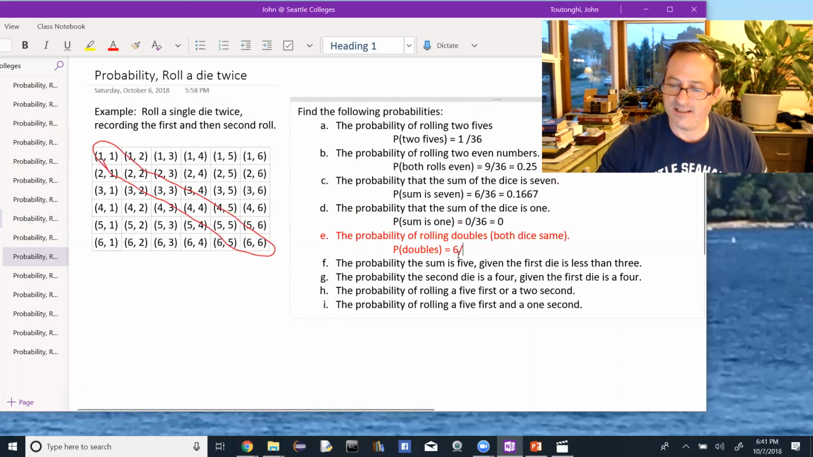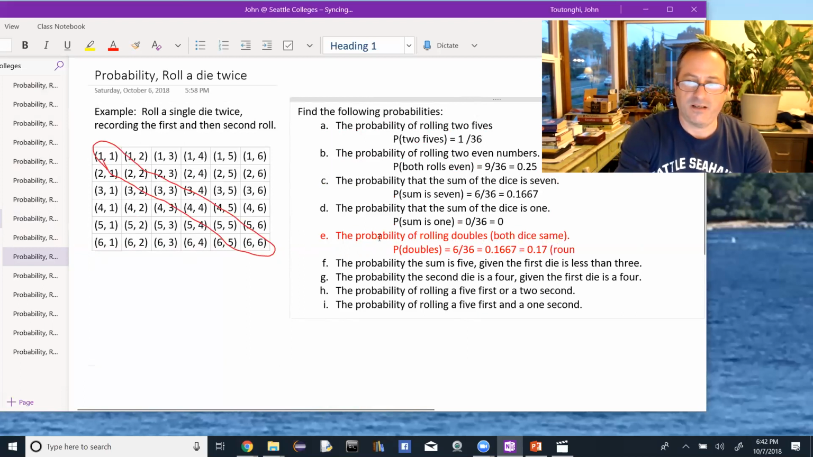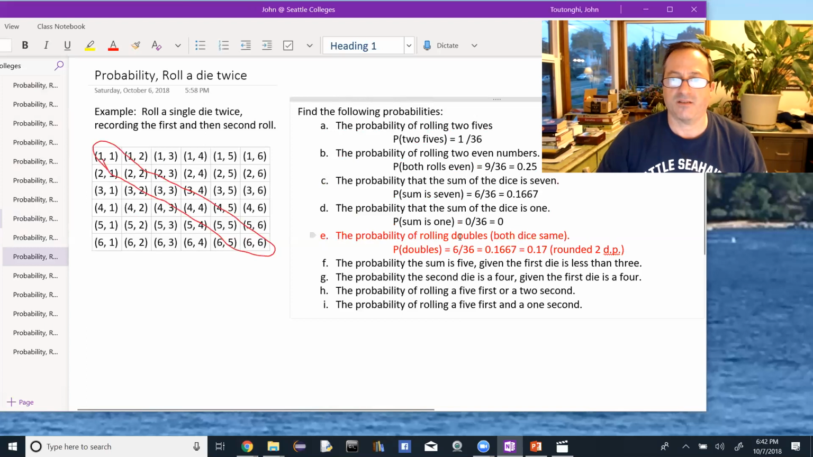So 6 out of 36. And I could again write 1/6, or reduce it down to decimal, 0.1667. If I'm rounding that to 2 decimal places in WAMAP, that would be 0.17. Maybe I'll just comment here that it's rounded to 2 decimal places. Just initial that so it doesn't get too crowded.